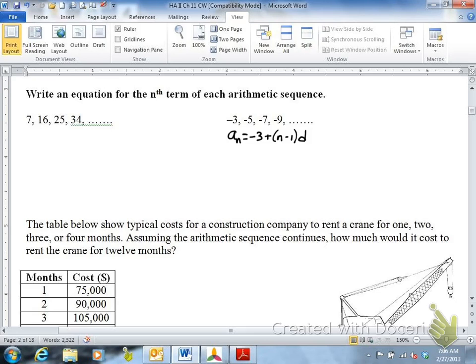Let's see. D value would be negative 3 to negative 5 is a negative 2. So you would have negative 3, that's an equals, just imagine that it's an equals, negative 3 minus 2n plus 2. So our general formula would be a sub n equals negative 2n minus 1. And that's our answer.